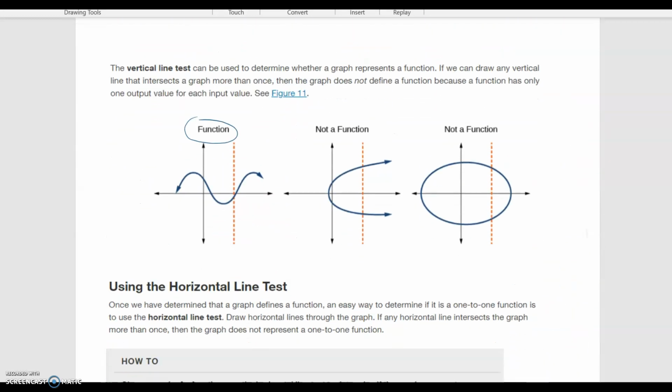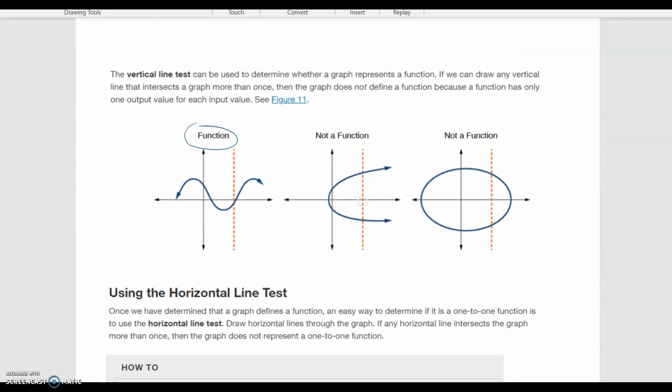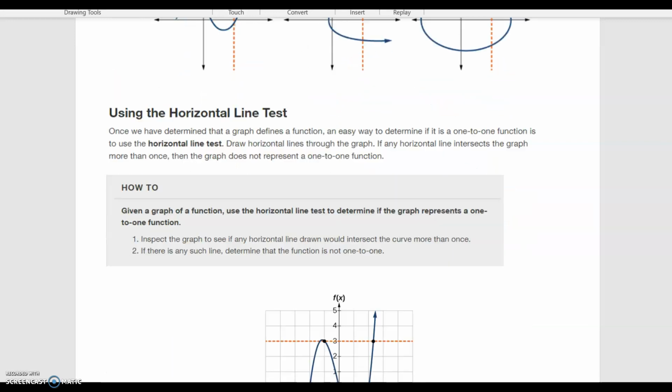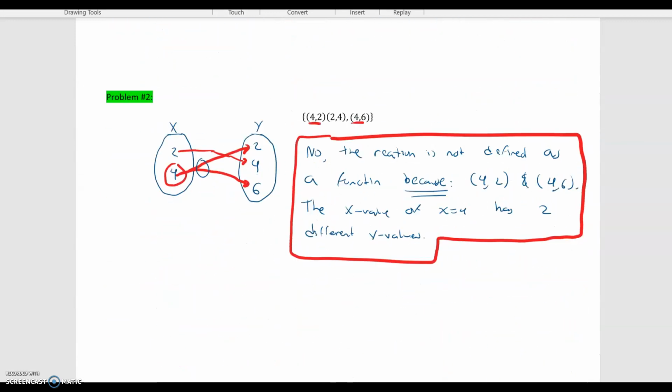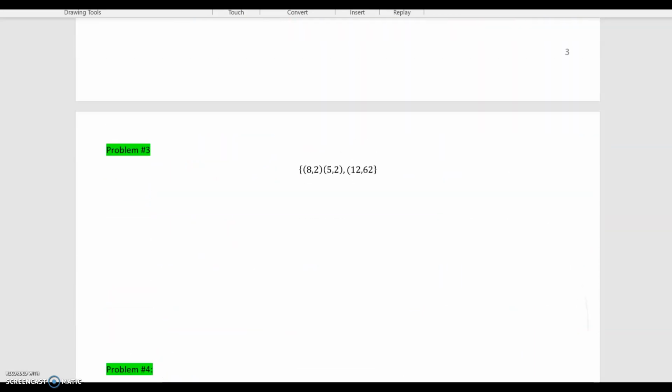Let me go back to the definitions. You technically have this scenario here. An x giving you two different y's. We're supposed to get a single one. Let's take a look at problem 3. I think we have enough time within the video.